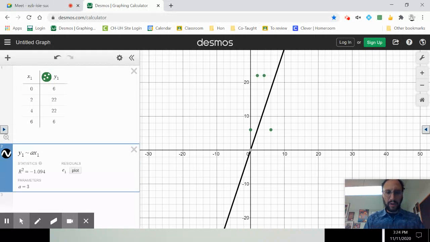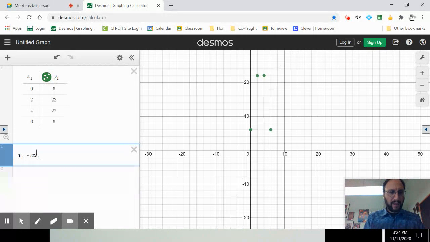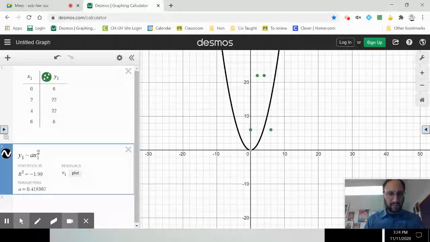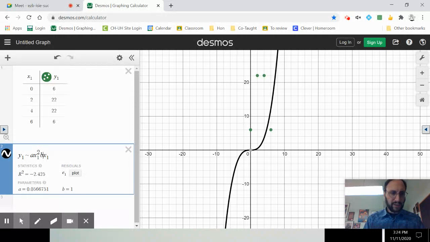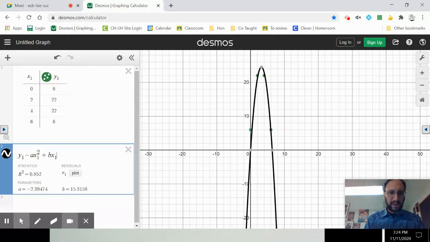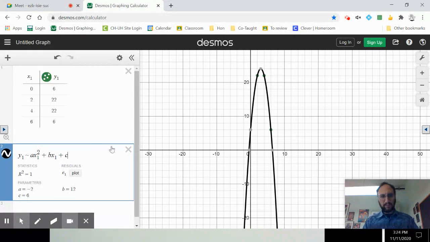So a x1, notice when I type the 1, it does x1 subscript, and then do squared by doing the caret key like we usually do. And then plus b x1, plus c. So this equation, y1 tilde a x1 squared plus b x1 plus c, is telling the computer that it wants to take those points up here in my table and make something out of it. And as you see it did, it created a parabola that went through all the points.